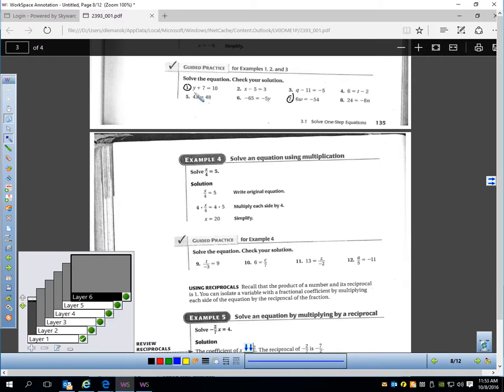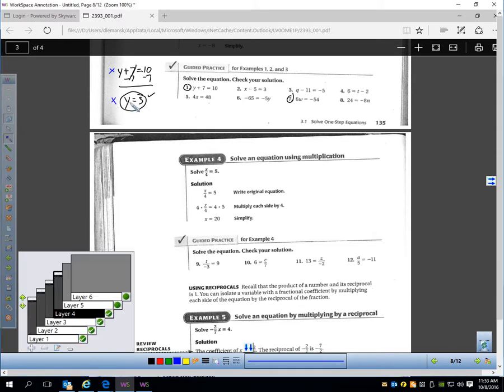Let's try it. Why don't you stop the video and try 1 and 7. Show your work. Number 1, there's the problem. The inverse of adding 7 is to take away 7. You should have ended up with y equals 3.